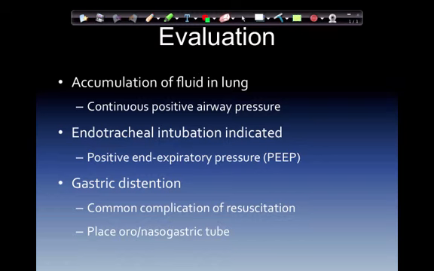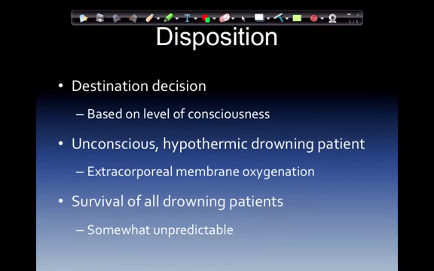Endotracheal intubation is indicated if we require to oxygenate them. Positive end expiratory pressure or PEEP is also indicated for better control of ventilation. Gastric distension, common complication of resuscitation. Quickly place an orogastric or nasogastric tube. This will decrease the amount of gastric distension that's actually present.